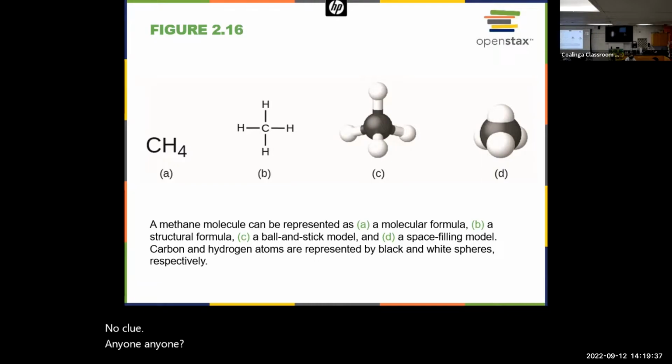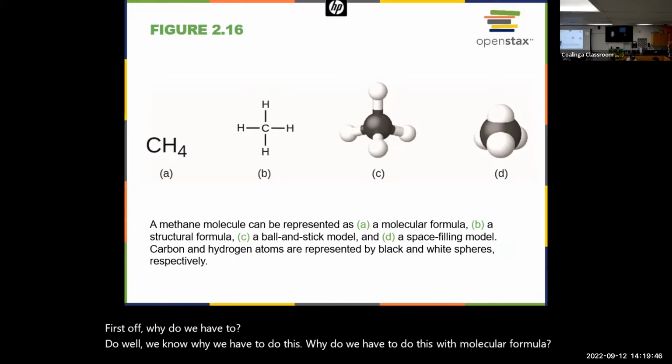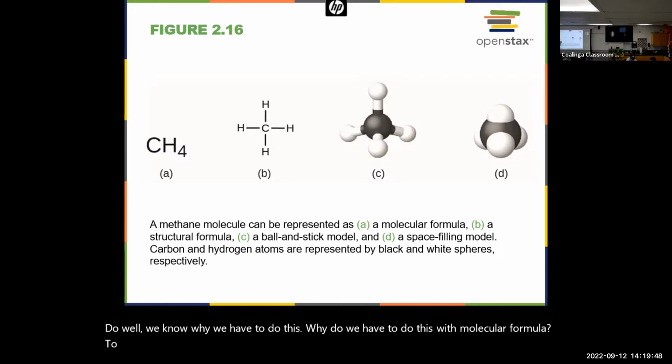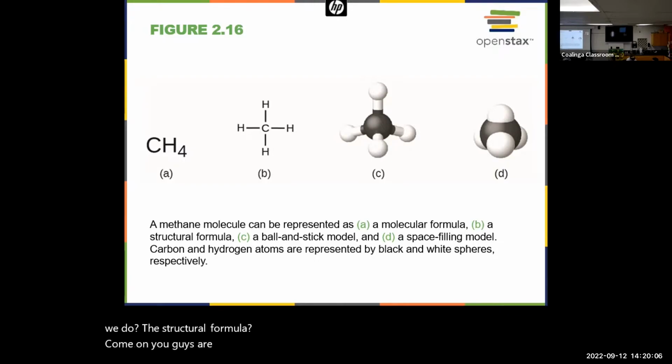First off, we know why we have to do this. Why do we have to do this? Molecular formula. To label it, right? To tell us what it is. So we need to know what it is. So why do you think we do the structural formula? Come on, you guys are there. I know it. I can see it in your eyes. Think. Don't overthink.